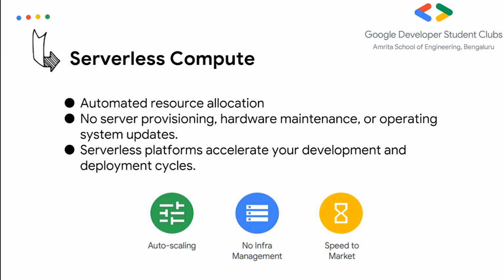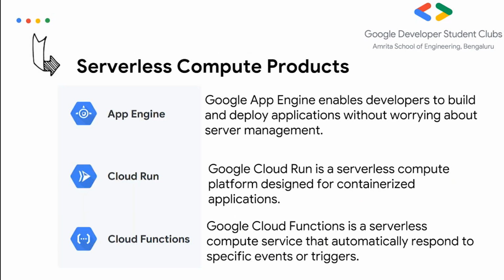Now let's see what the products offered by Google are. These are the main three serverless compute products: App Engine, Cloud Run, and Cloud Functions. The main focus is to just execute our applications without any server. Let's see the differences. In App Engine, you upload your whole code into App Engine, and Google's serverless compute takes care of the memory utilization, the APIs, and whatever else needs to be taken care of.